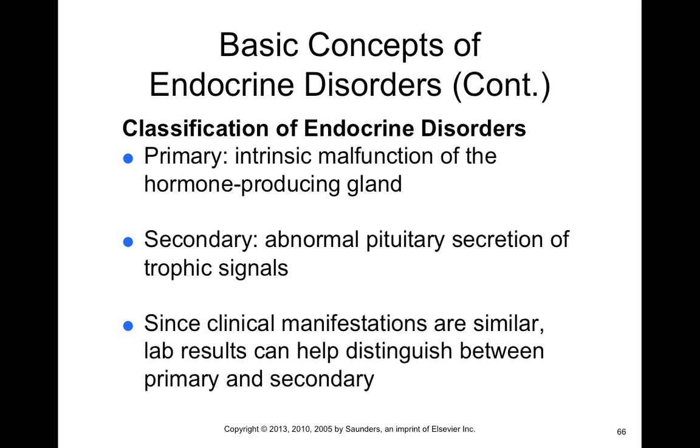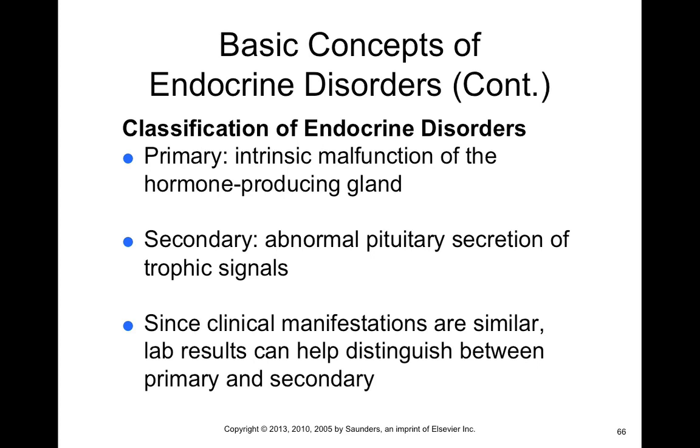Now, classification of endocrine disorders can be primary or secondary. Primary disorders are where we have an intrinsic malfunction of that hormone-producing gland. Secondary disorders are where we have abnormal pituitary secretion of trophic signals. Because these clinical manifestations are similar, you can use blood levels of the hormone to figure out where the disorder is coming from, right?